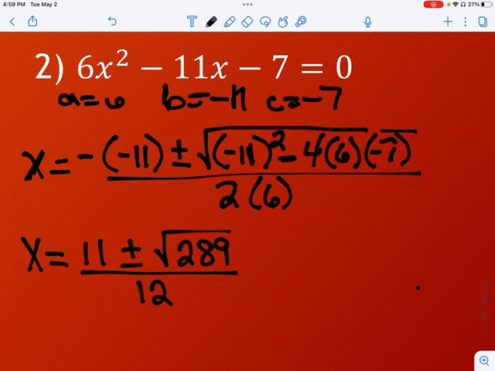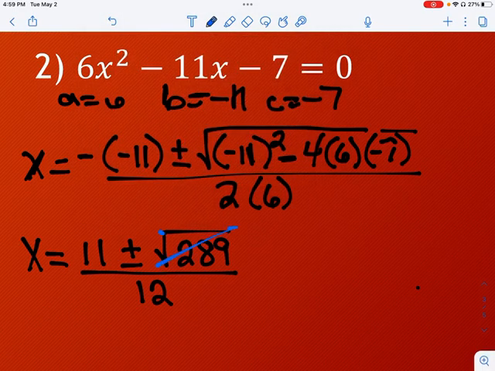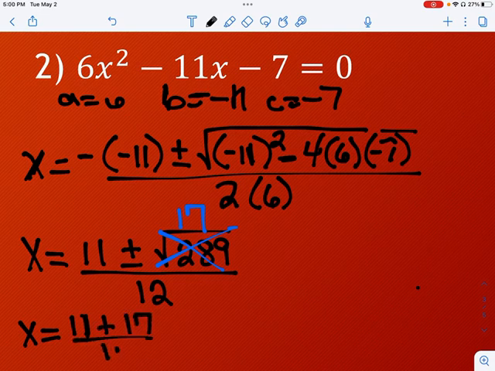Okay? So now we look at that and we check, is the square root of 289 a perfect square? And it is. It is 17. Okay? So we're going to change the square root of 289 into simply a 17. So now we go back. Now we're going to finish it up. So we go x equals, we have 11 plus 17 divided by 12. So 11 plus 17 is 28.